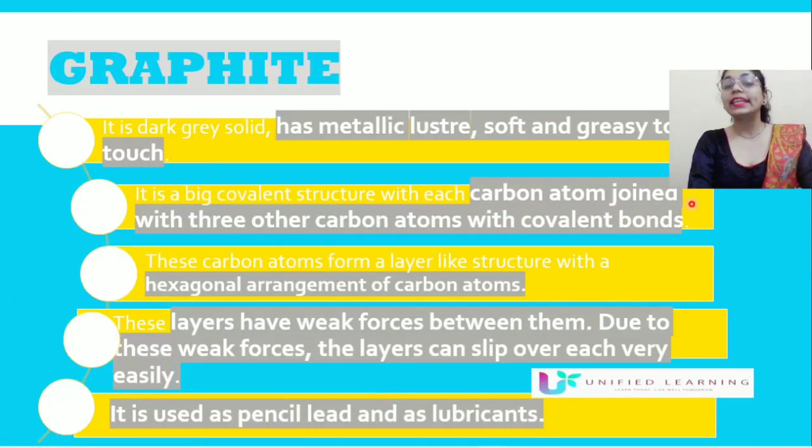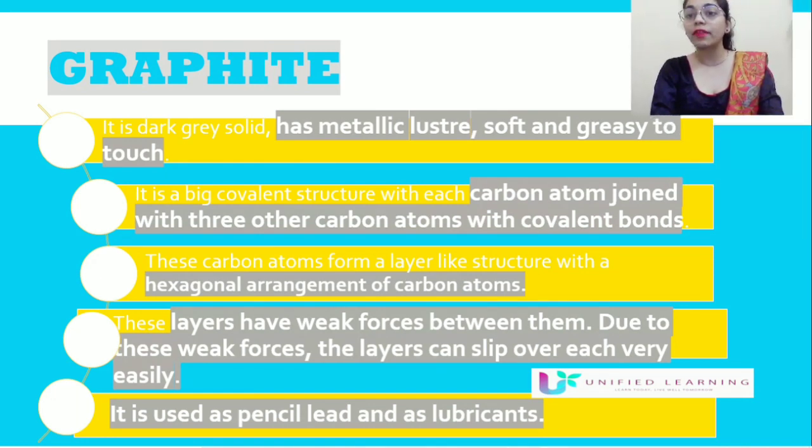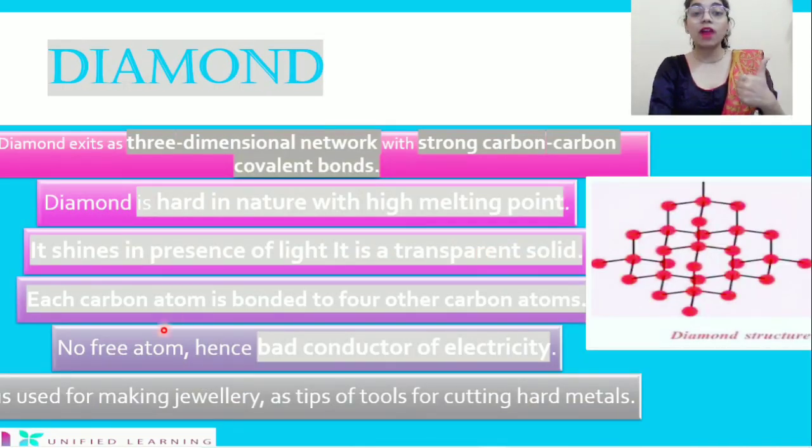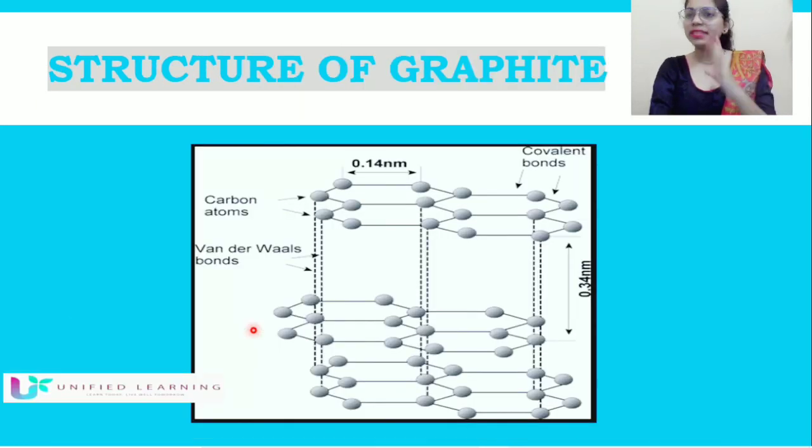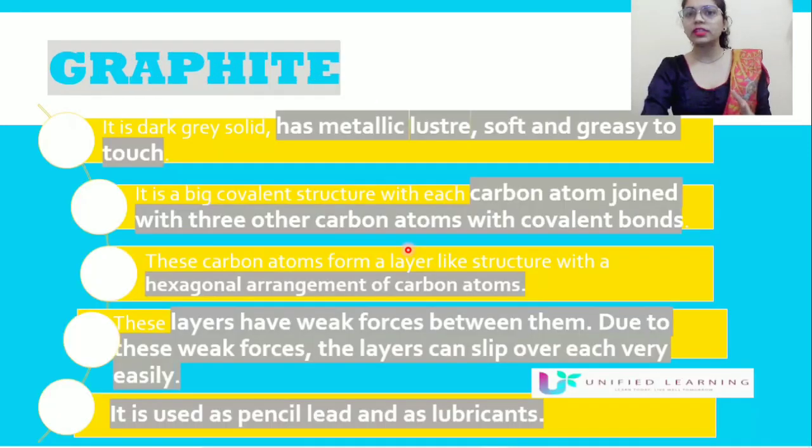Graphite. If we talk about graphite, it has a metallic luster, is soft and greasy to touch, and is a big covalent structure with each carbon atom joined with three other carbon atoms. वहां पर कितने थे? हमने देखा वहां पर 4 से ज्वाइंट था, लेकिन यहाँ पर कितने से ज्वाइंट है? 3 से ज्वाइंट है. प्लीज कीप इन माइंड ग्रेफाइट और डायमंड में क्या क्या डिफरेंसेस आ रहे हैं. ठीक है, हेक्सागोनल स्ट्रक्चर है. Please see the structure carefully. You can see the hexagonal structure joined with three other carbon atoms. This is very clearly visible to you in the structure.